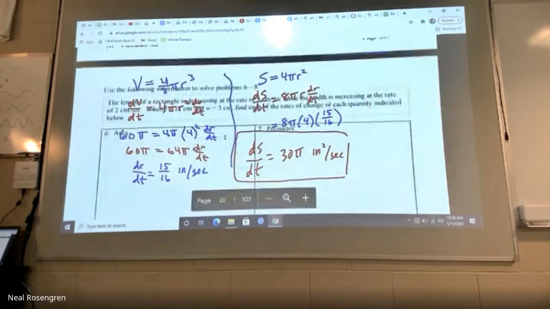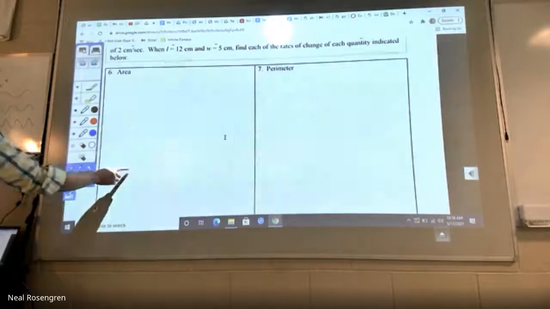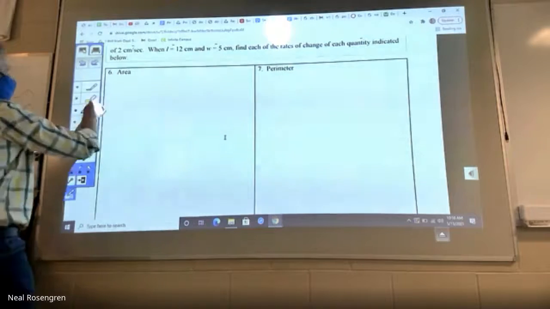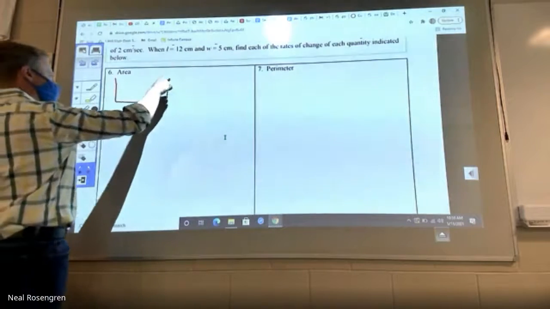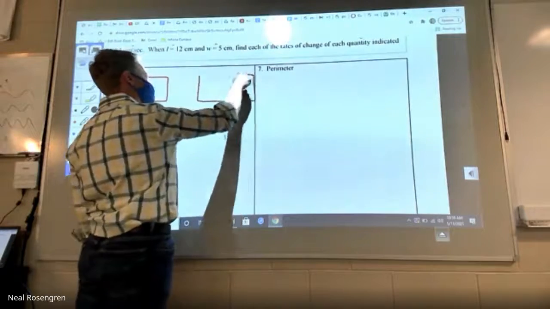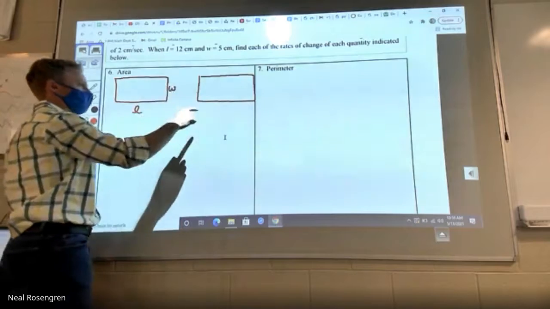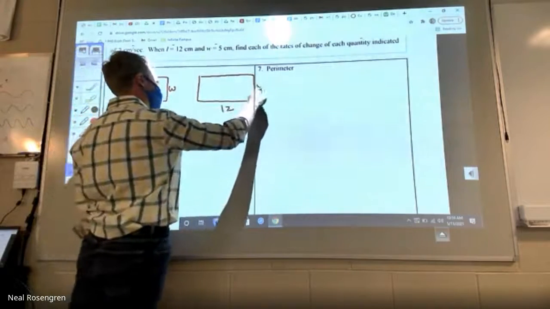Again, skipping 265, going to 266. I'm drawing two pictures, one that's going to move and one that's going to stay. Length and width, 12 and 12.